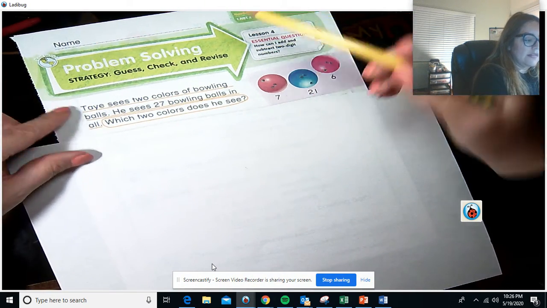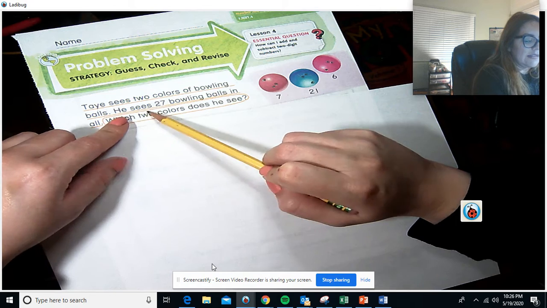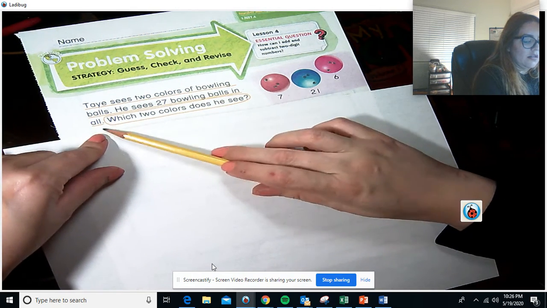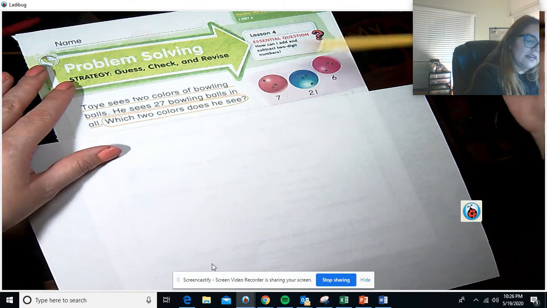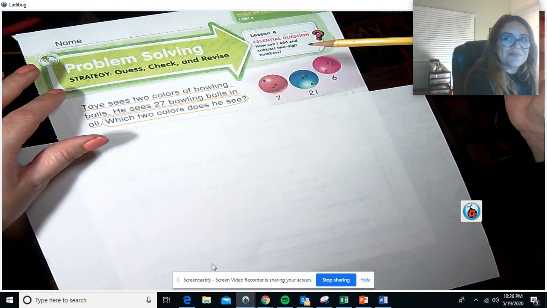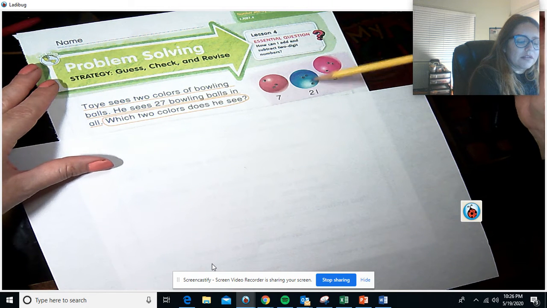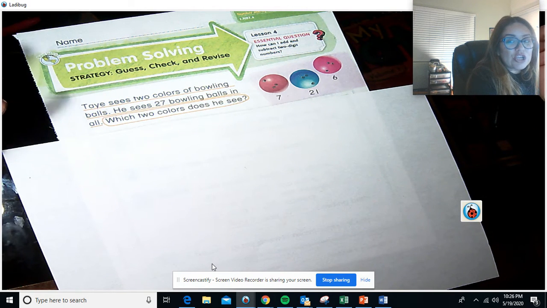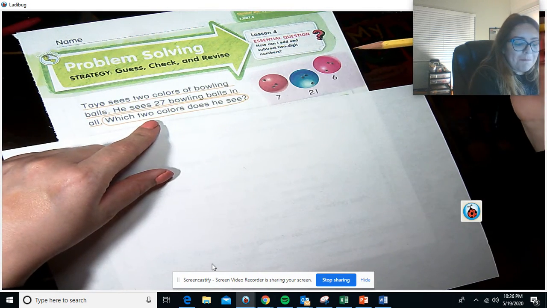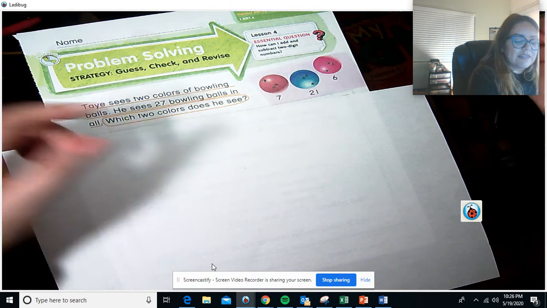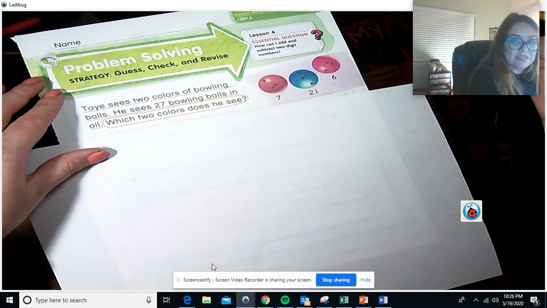So our first problem says, Tay sees 2 colors of bowling balls. He sees 27 bowling balls in all. Which 2 colors does he see? So let's say I go to a bowling alley. How many of you have been bowling? Super fun. Let's say I go to a bowling alley and they have these 3 balls, but I only see 2 of them. Okay, I only see 2 different colors. And with those 2 different colors, I see 27. So which 2 make 27?